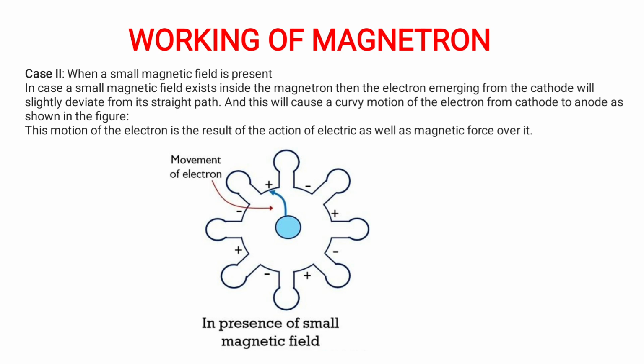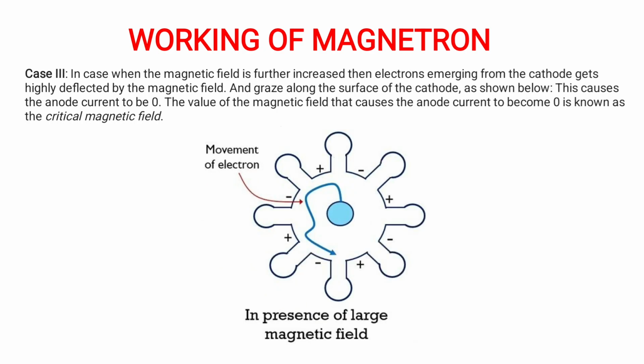Case 2 is when a small magnetic field is present. In this case, a small magnetic field exists inside the magnetron, so the electron emerging from the cathode will slightly deviate from its straight path. This causes a curvy motion of the electron from cathode to anode, as shown in the figure below. This motion of the electron is the result of the action of the electric as well as the magnetic force on it.